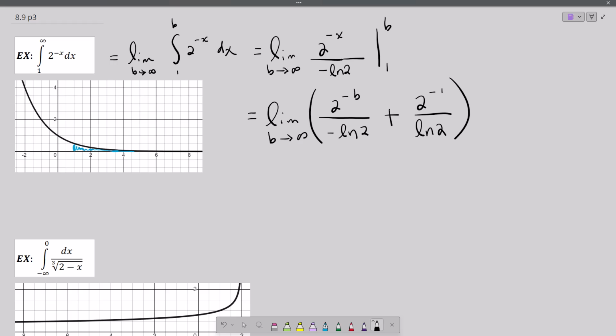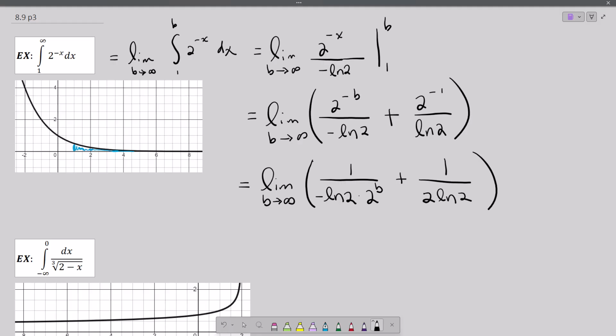Most of us, when we see negative exponents and we're trying to take limits, most people find it way easier to modify that and put that quantity in the denominator and have a positive exponent. Usually, it's easier to evaluate limits that way. And then this is going to be 2 over natural log of 2.